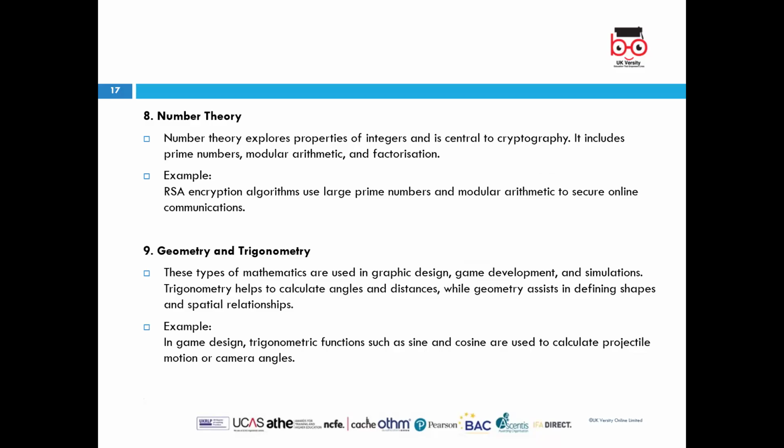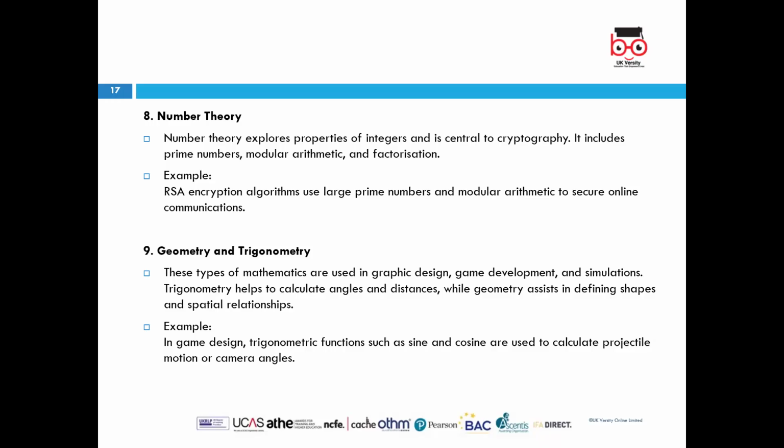Number theory explores properties of integers and is central to cryptography. It includes prime numbers, modular arithmetic, and factorization. For example, RSA encryption algorithms use large prime numbers and modular arithmetic to secure online communications.